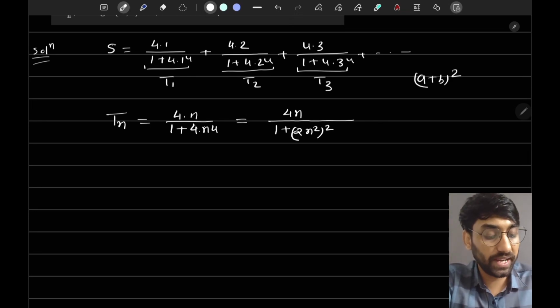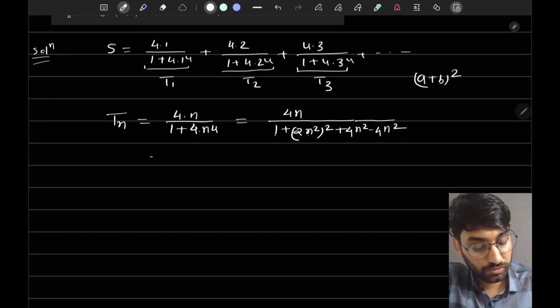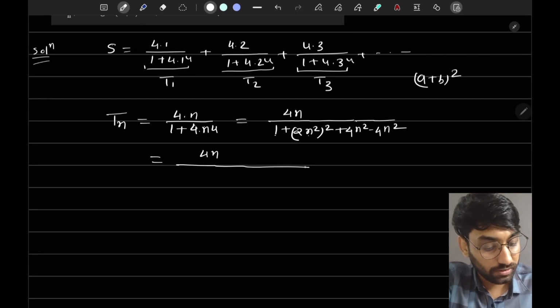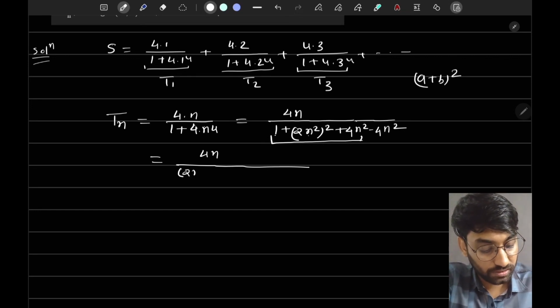So how will we make it? Here you can see a square is there, b square is there. What I want is 2ab. That is nothing but 2n square, twice, so 4n square. So I will add 4n square and subtract 4n square. So from here I will have 4n upon 1 plus 2n square whole square plus 4n square. This will become 2n plus 1 the whole square minus 2n the whole square. Correct?